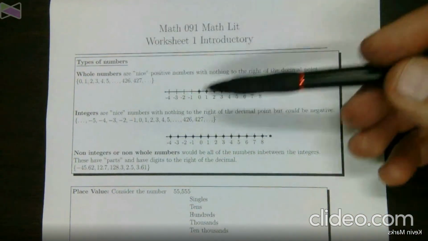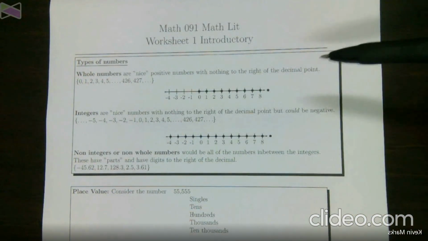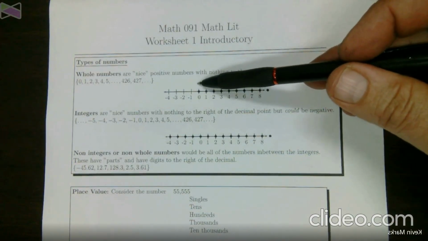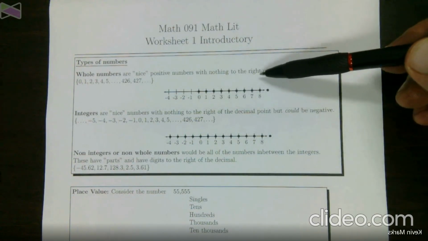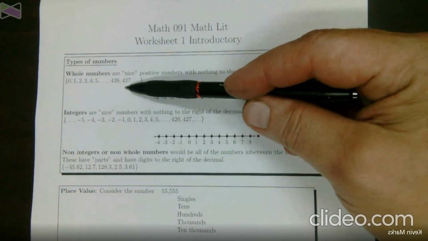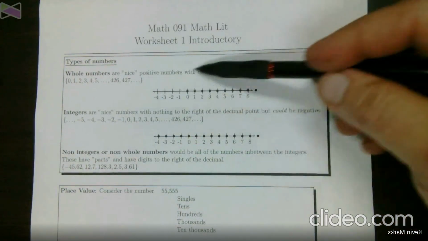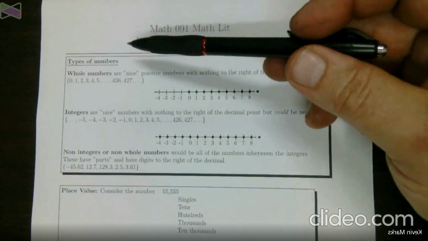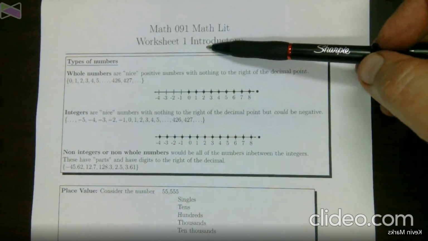Whole numbers are whole things, no parts, no fractions, no decimals. So basically nice numbers like 0, 1, 2, 3, 4, right? And this keeps going 9, 10, and so on, forever, right? Up to 426 or 427 or 428 or 420 or whatever. It just keeps going forever, okay? So whole numbers are nice positive numbers.